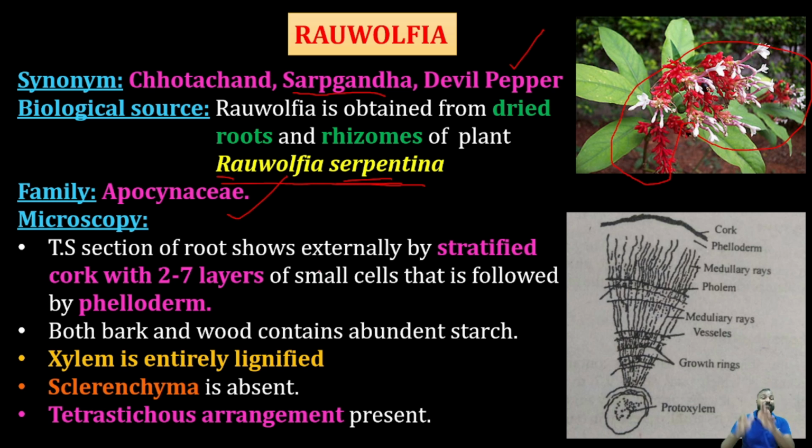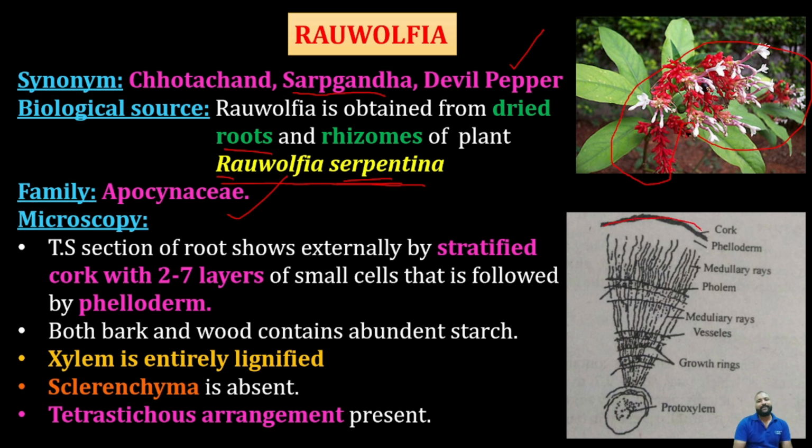When we talk about the microscopy, you should definitely think of the part mentioned in the biological source. So here, what is the part? Root or rhizome. We are going to see that because at that particular site only, we got that reserpine. So we should definitely look into the microscopy of the root and rhizome. If you look at the TS section of root, it shows externally striated cork. So this is a cork.